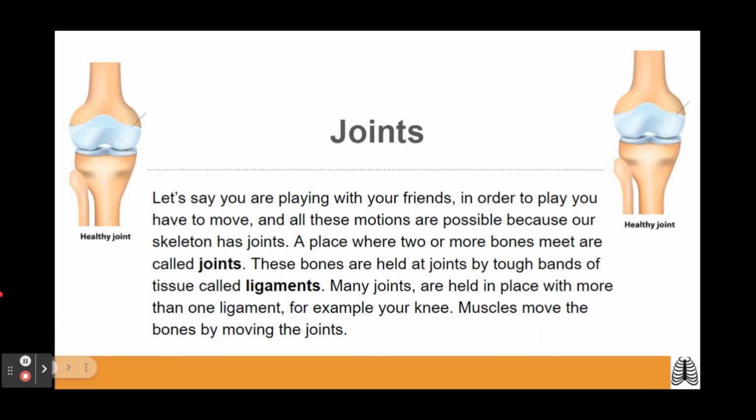Many joints are held in place with more than one ligament, for example, your knee and your shoulder. Muscles move the bones by moving the joints. So muscles and bones together are called tendons.